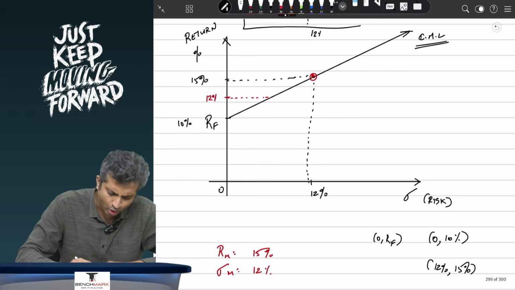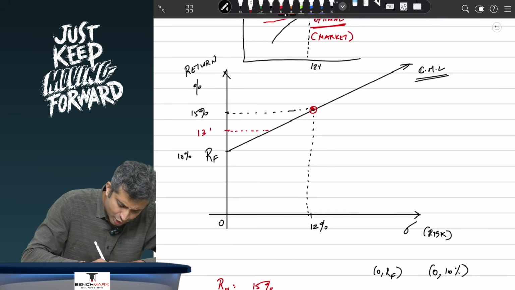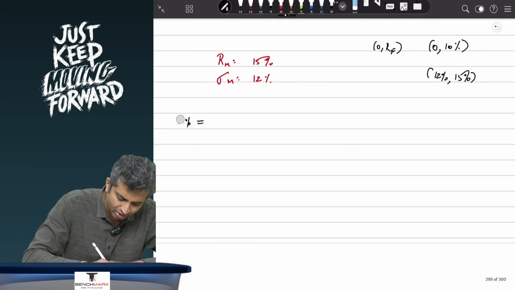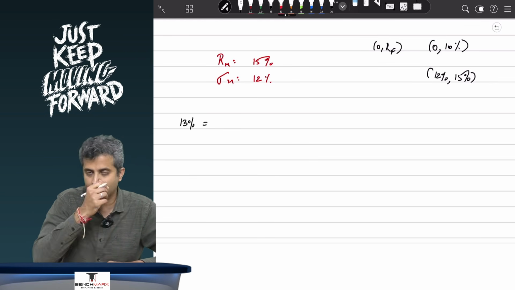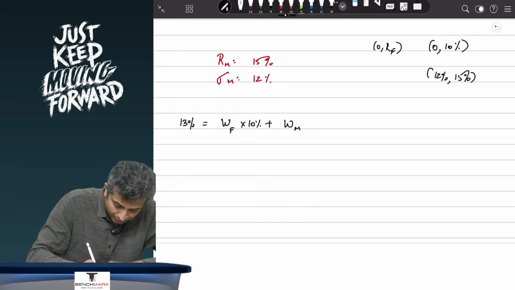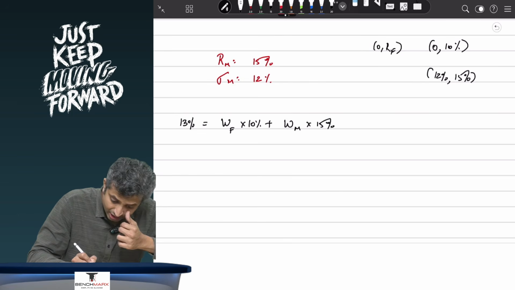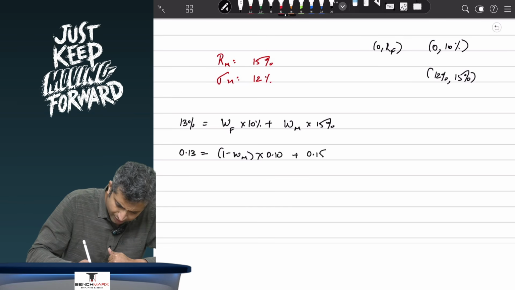However, I want to earn a return. Let's not keep it 12, let's make it 13. So if I want to earn a return of, let us say, 13%, I will take a combination of the risk-free security and the market portfolio. So maybe I will take a weight of the risk-free security, that is 1 minus WM, into the return, that is 10%, plus weight of the market portfolio into, let us say, 15, and I will take an average over here. So over here, this is 0.13 equals 1 minus WM into 0.1 plus 0.15 WM.